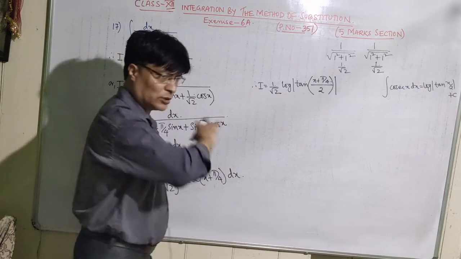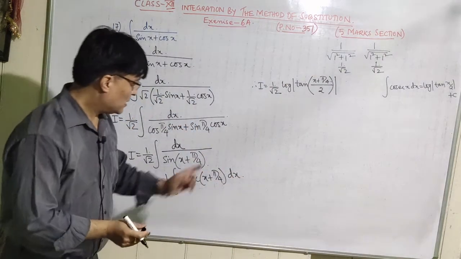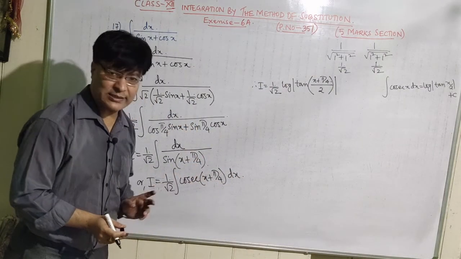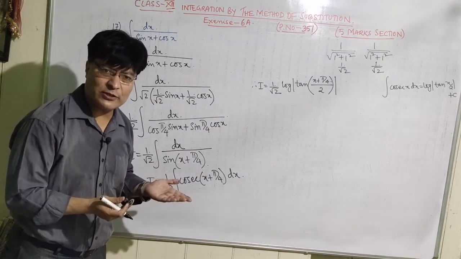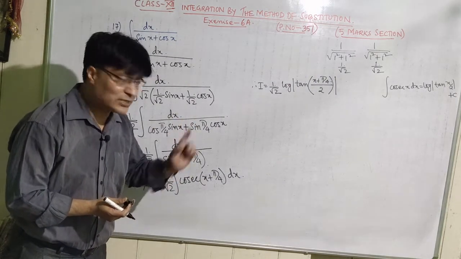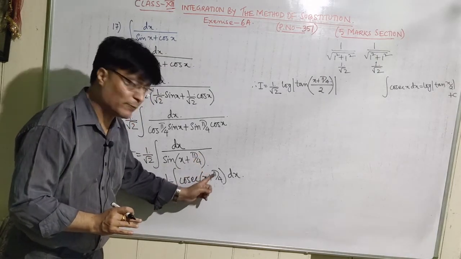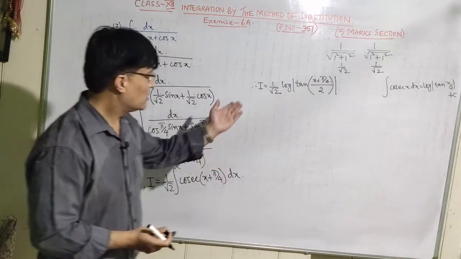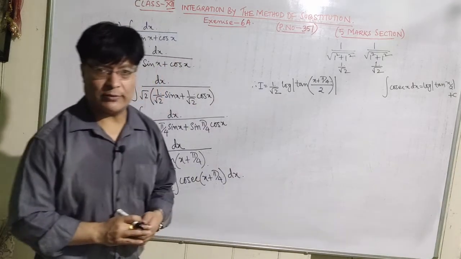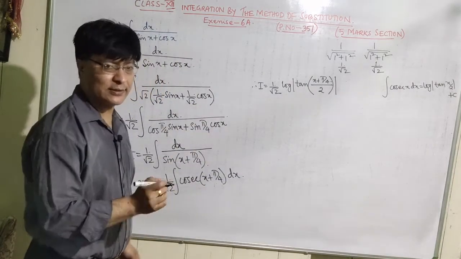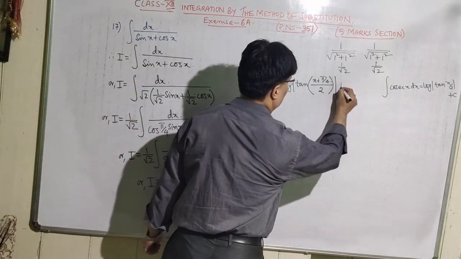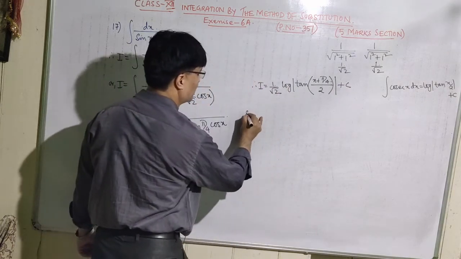Mod sign closed. So whole divided by, now this was assumed as x plus pi by 4. So what is this differentiation? 1. So in case of integration, you have to divide it by the differentiation of x plus pi by 4, which is equal to 1. Since dividing by 1 is there, you don't have to write it. Okay, so this is the answer. Then what do we write? Plus c. So let us simplify it further.